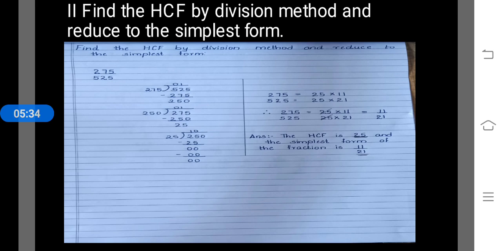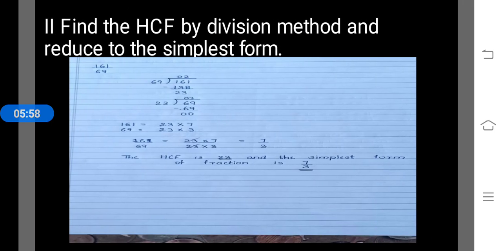The simplest form of the fraction 275 upon 525. 275 is written as 25 into 11. 525 is written as 25 into 21. Since 25 is the common number, it gets cancelled and the simplest form of the fraction is 11 upon 21. The second sum is also solved in the same manner. Try to solve it on your own.